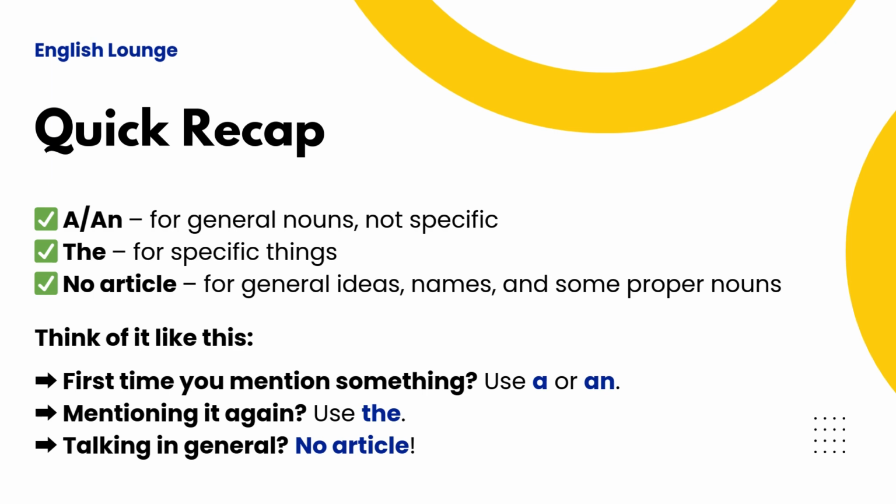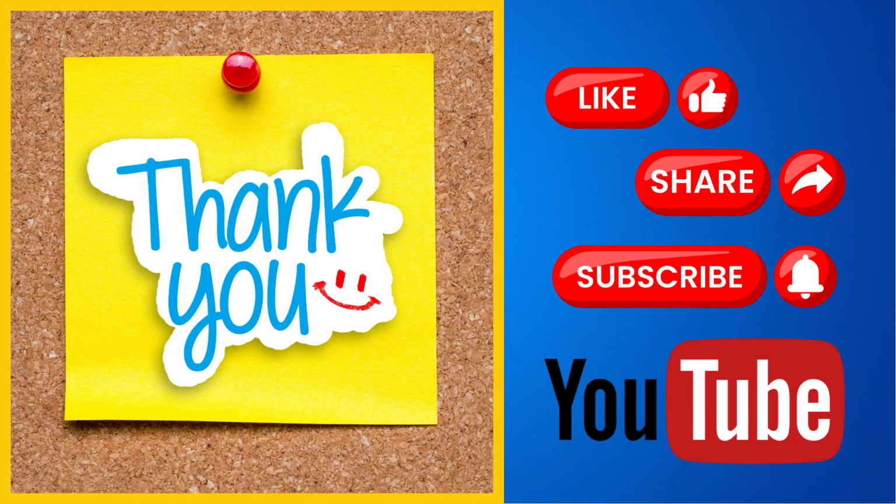Or you can think of it like this. If you mention something for the first time, use a or an. If you mention it again, you can use the. Or when you talk about something in general, no need to use articles. You see, it's pretty simple.